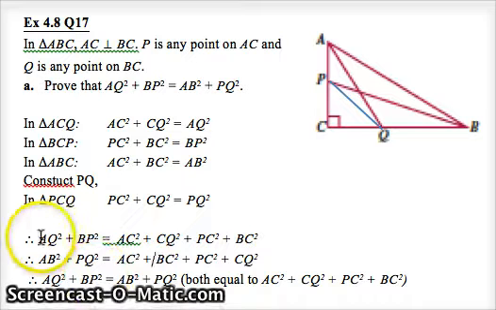Therefore we can say that, because we can see AC squareds, we can see CQ squareds, PC squareds and the BC squareds are both there. Therefore we can say that those two expressions that I'm circling there are the same. Therefore AQ squared plus BP squared is equal to AB squared plus PQ squared. Reason, in brackets, that they are both equal to AC squared plus CQ squared plus PC squared plus BC squared. And that's part A of the question.